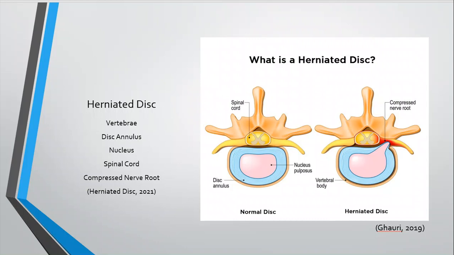Because we have a disc throughout the spine, and the spine goes from head to buttocks, a herniated disc can occur in any spot in between. It is most common to occur in the lower back and the cervical or neck area. For today's presentation, we're going to go over the lower back, and more specifically, the L5-S1 portion.